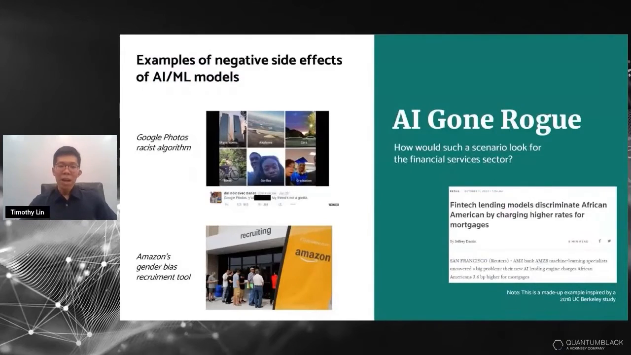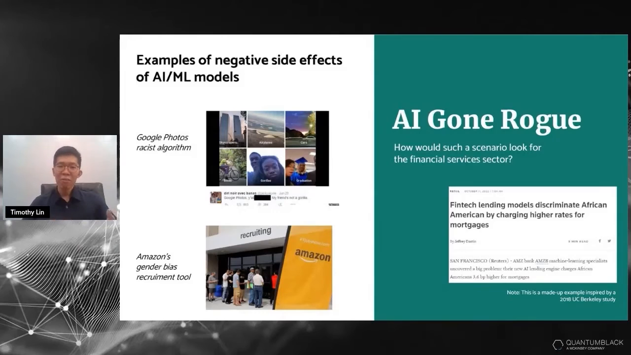Right. So I think a useful way to set the stage is to think about the negative side effects of AI and machine learning models. You might have, for example, negative performance such that the self-driving car doesn't recognize zebra crossings or pedestrian crossings. But we also have such problems in the social aspects of things. For example, the Google Photos racist algorithm which tagged Black people as gorillas, or the Amazon gender bias recruitment tool, which favored men over women in hiring practices.